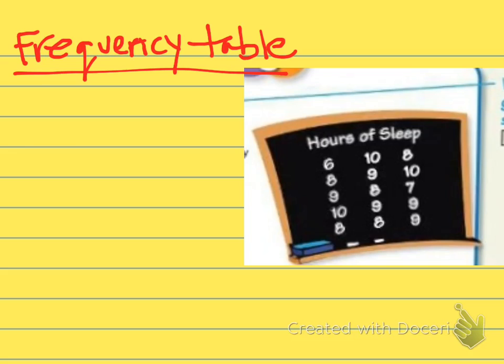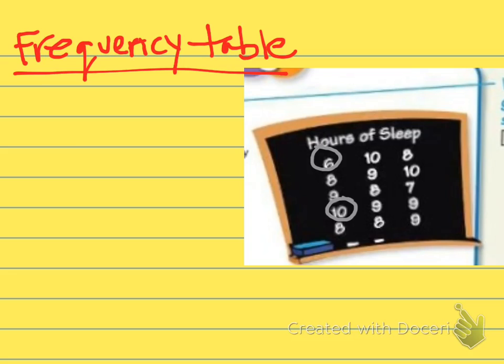Okay, we're going to create a line plot based on this information here, in which about 15 students were asked how many hours of sleep they get a night. Looking at the numbers, you can see the lowest number of hours is 6, and the most a student is sleeping is 10 hours. So we don't see any numbers lower than 6 or higher than 10. Based on this information, we're going to create a line plot.